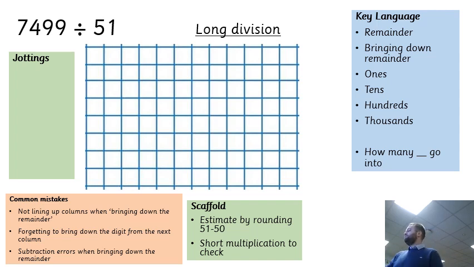Again, we'll lay this one out like we have before with a nice bus stop, 7, 4, 9. And already you can see the digits are a bit more awkward than we've had before, 7s and 9s. I can tell already that there's going to be larger amounts we're going to be dealing with, and also we're dividing by 51. However, if I look at my scaffold and we use our number sense, we can see that 51 is very close to 50. So I would suggest you round it down to 50, just to see how many go into that number, and then we can check with our short multiplication exactly how many go in.